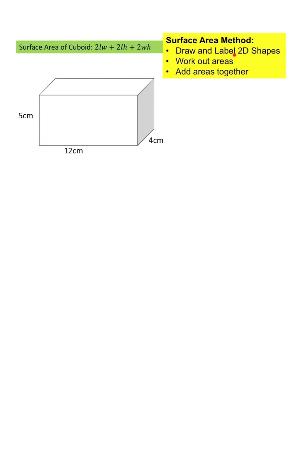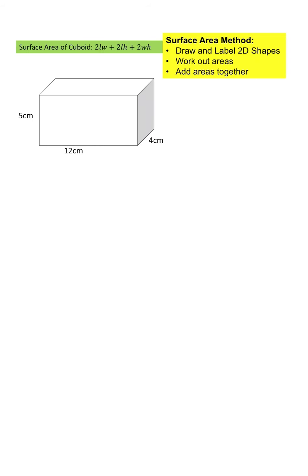So we draw and label the 2D shapes which make the prism. We work out these areas and then we add the areas together, because the total surface area is all the individual areas of the shape on the outside of it added together. Now there's also a formula in green there which we can use for cuboids, but I'm just going to show you first of all the method in yellow, okay, because we'll need that in later examples.